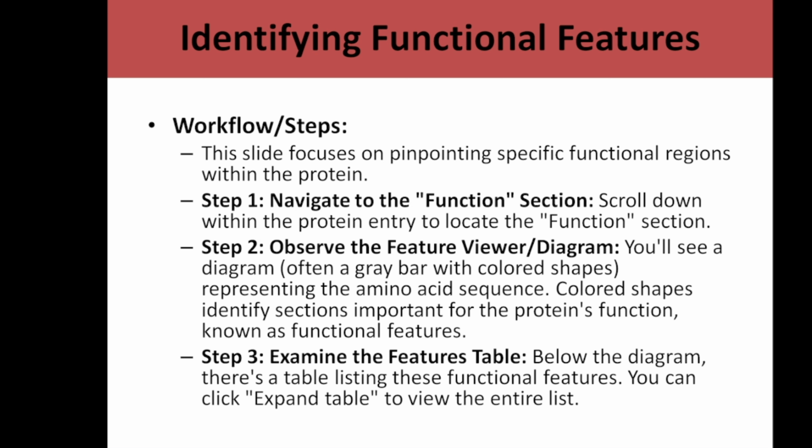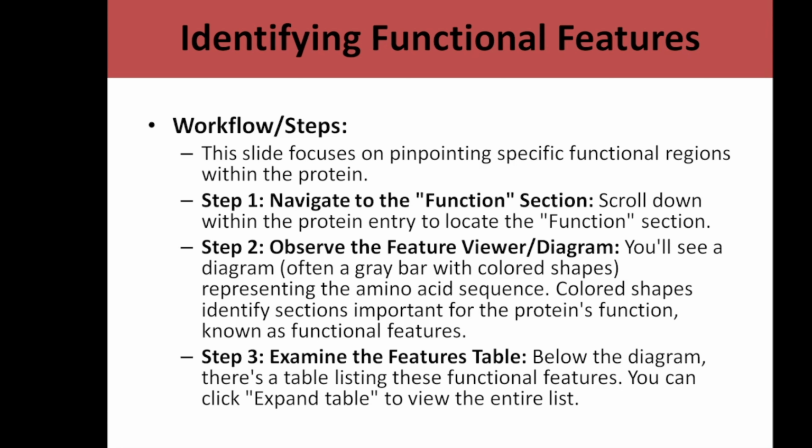Then, how can you functionalize your protein? How can you determine the function, annotate the protein? How can you guess that through your do-it-yourself? You navigate to the function section, still under UniProt within the protein entry, in order to locate where you are going to see the function. Just click on the function and observe the feature. You will see a diagram, often a gray bar with colored shapes representing the amino acid sequences. The colored shapes identify sections important for the protein function, known as functional features.